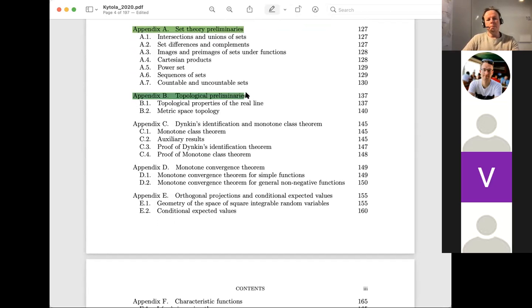Something about topology, or kind of the key things from the course, metric spaces, the Euclidean spaces course. So the key things in a nutshell. These are important appendices. What else is there? There are some other appendices. So C is about Dynkin's identification. So these are proofs of some of the technical theorems.